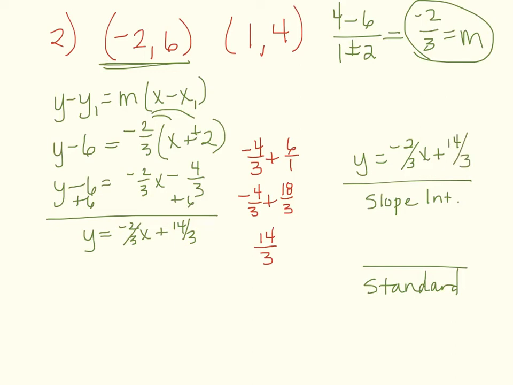Now I need to get it in standard form. To get it in standard form, if you remember, you need to take this x and move it over with the y. So if I need to move a negative 2/3 x, I'm going to add 2/3 x. Now remember, we want to write the x first for standard form. So the positive 2/3 x is going to pop out to the front, plus y equals 14/3 is going to be your standard form. So what you've done is you've taken these 2 points and you've written the equation of the line both ways.